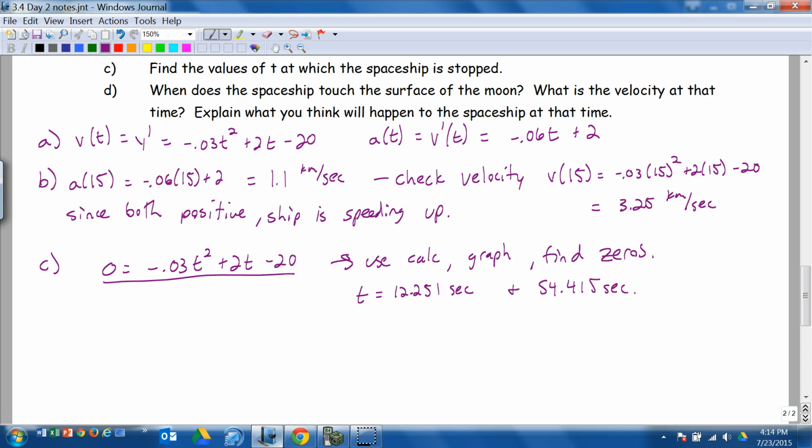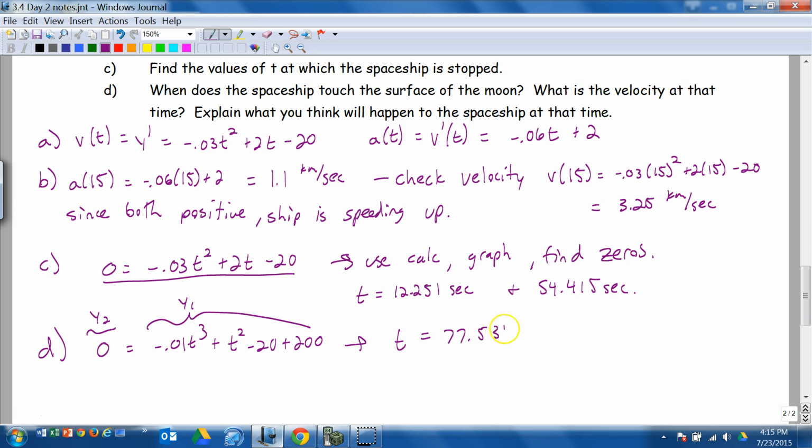And finally, when does the spaceship touch the surface of the moon? So when is the position 0? Again, that's another one where you can look at your graph. This time graph position, so you'd want to have the position equation into your y1. So this would be in your y1. And this would be in your y2. And you just figure out again, when you use the calculator, it hits at t equals 77.531 seconds.